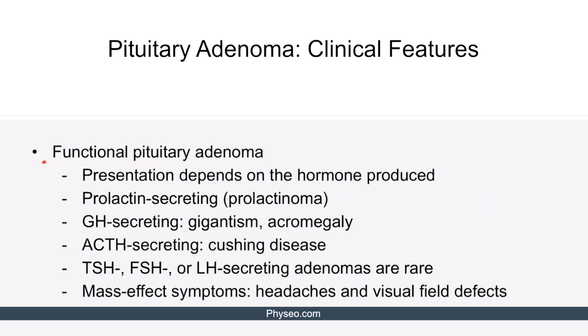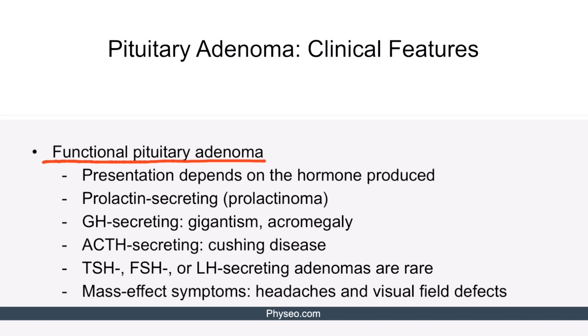Let's discuss functional pituitary adenoma. As you would expect, the presentation and symptoms of a patient with functional adenoma largely depend on the type of hormone produced. It can be prolactin secreting, also named prolactinoma. It can be GH secreting, which causes gigantism in children and acromegaly in adults. Also, a functional adenoma can be ACTH secreting, which causes Cushing disease.